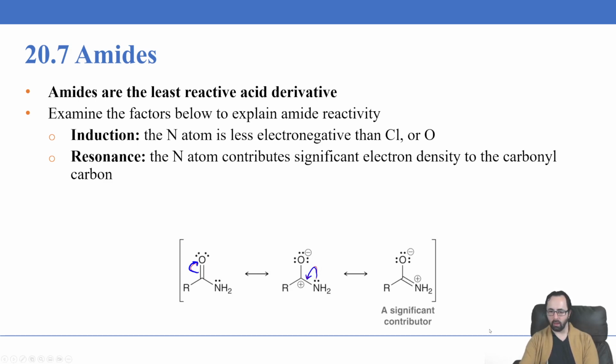And again, this is not a particularly significant contributor in the end because the nitrogen here is making 4 bonds with no lone pairs, giving a positive 1 formal charge, and having a positive formal charge on an electronegative atom is not particularly stable. But you can see here that the nitrogen atom contributes significant electron density to the carbonyl. And what does that mean?